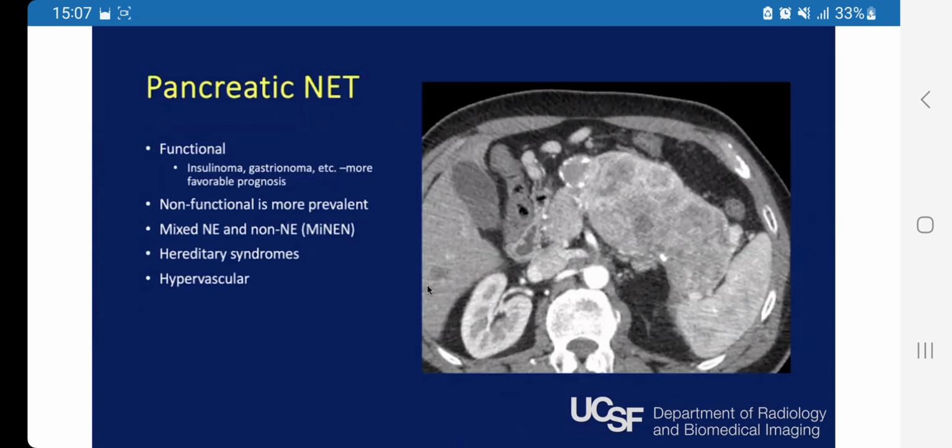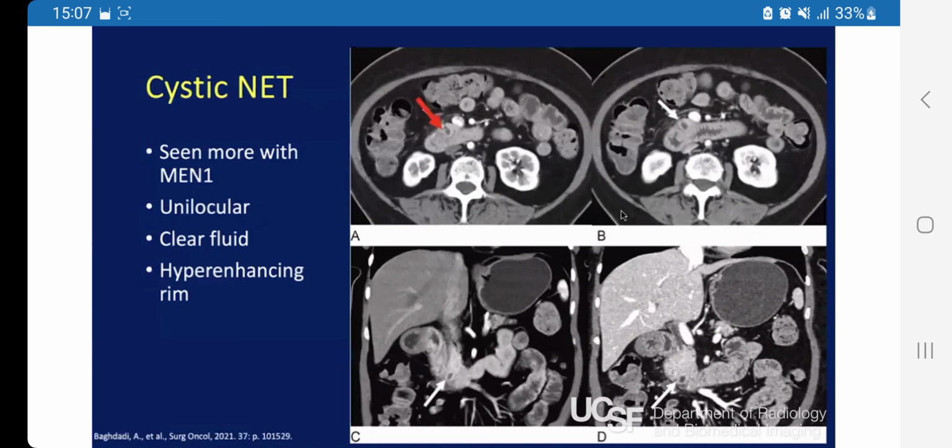The next case is an example of pancreatic neuroendocrine tumor. Pancreatic neuroendocrine tumors can be functional, non-functional, or mixed. They can be associated with hereditary syndromes or just happen without any association. And as I said earlier, they're usually hypervascular. The large ones can calcify, can be heterogeneous, and show different appearances, but they're usually different from PDAC given their enhancement characteristics.